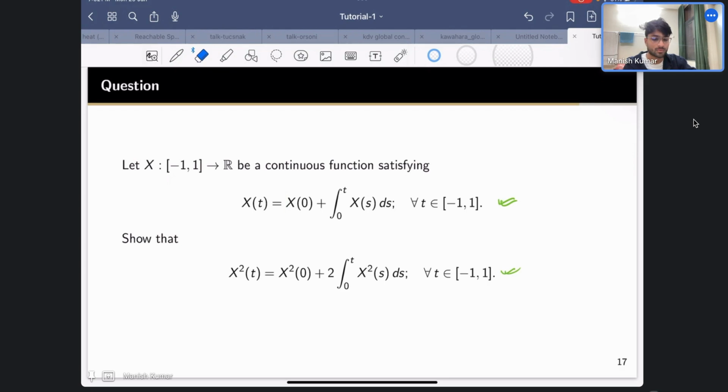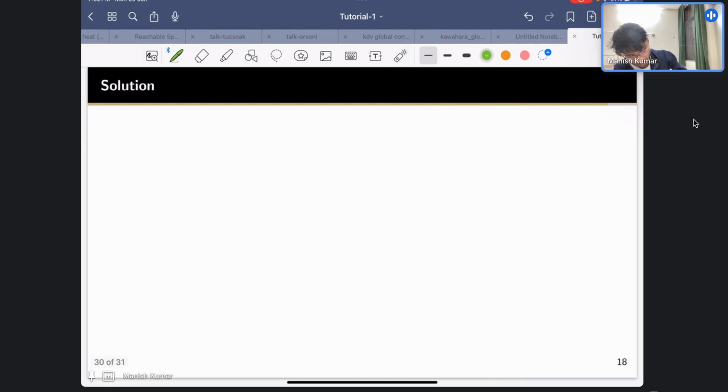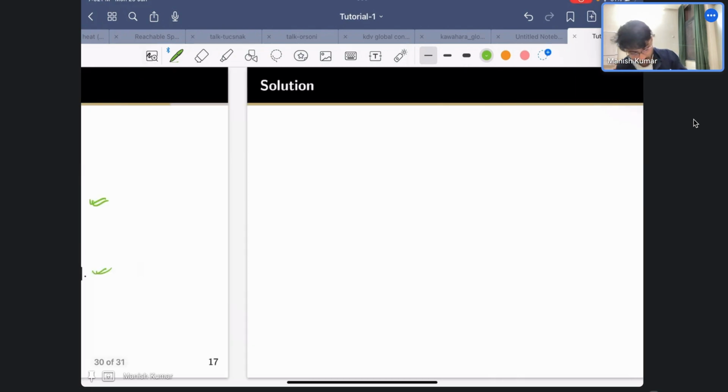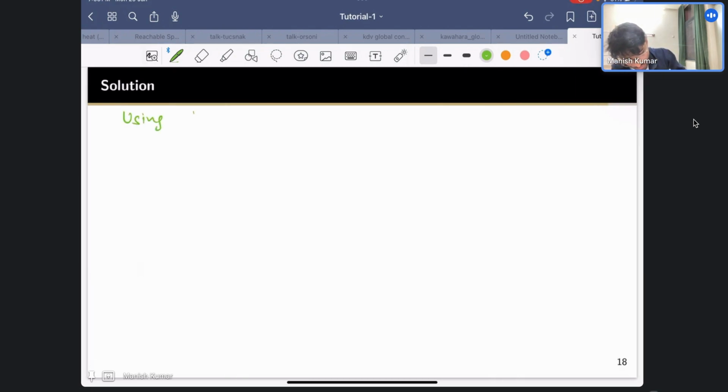Since x is a continuous function, the first equation we can write as dx by dt is equal to x. Correct. Okay, so what he's suggesting, obviously this is a differential equation course, so I'll be talking about the differential equation. By the fundamental theorem of calculus, we can differentiate this identity, so we have x prime of t equal to x of t. Correct. Now what can we do?